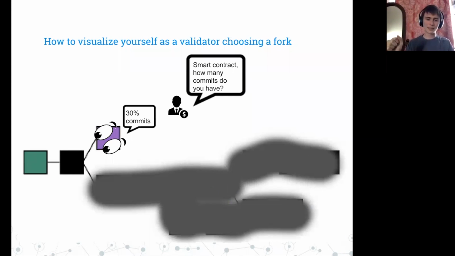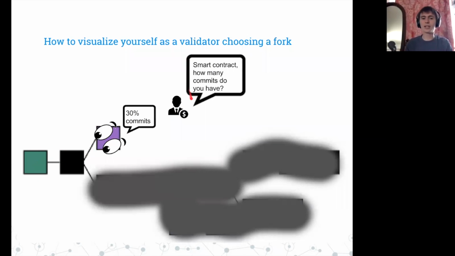So one last thing. How does this relate to fork choice? If you are a validator, what is the easiest way for you to decide which fork to follow? Well, you can actually run the blockchain and just start asking the smart contract what percentage of commits they have. I'm a validator running the blockchain consensus rules, the state transition rules, and you're able to query all of the history very simply by asking the blockchain.